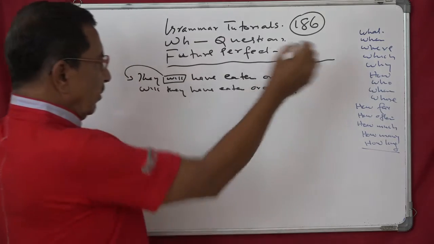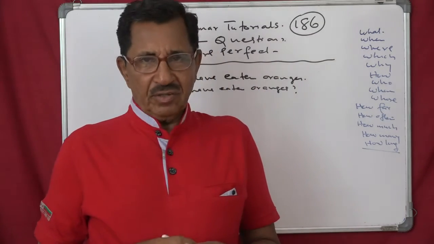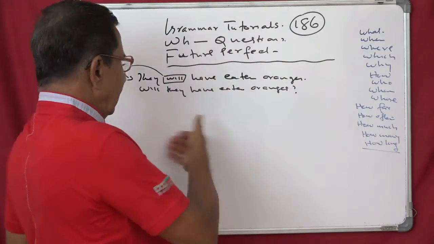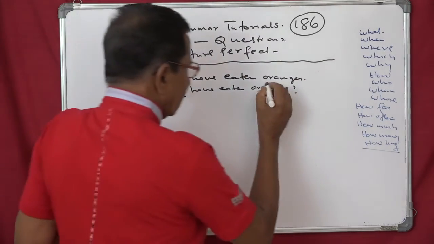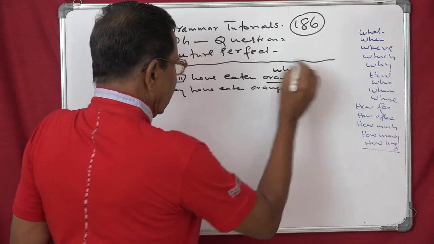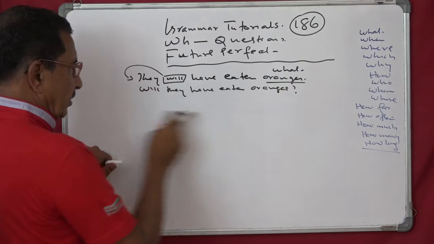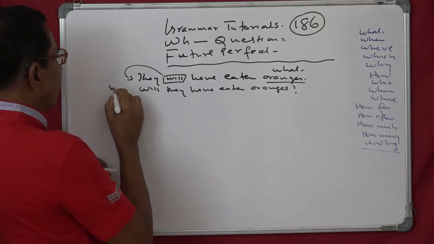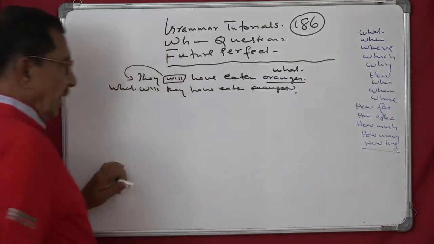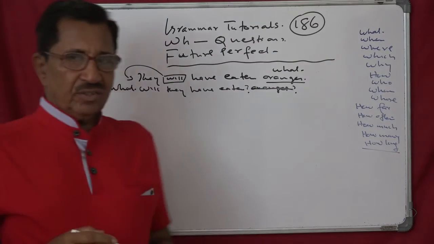Now, for this what you have to do, you have to find out the appropriate question word. And then you get the new information. So in this case, what do you do? Suppose you want to get oranges as the answer, what will you do? The question word is what. So you take like this: Will they have eaten oranges? Now bring the question word at the beginning. What will they have eaten? And then you will get the answer, oranges.